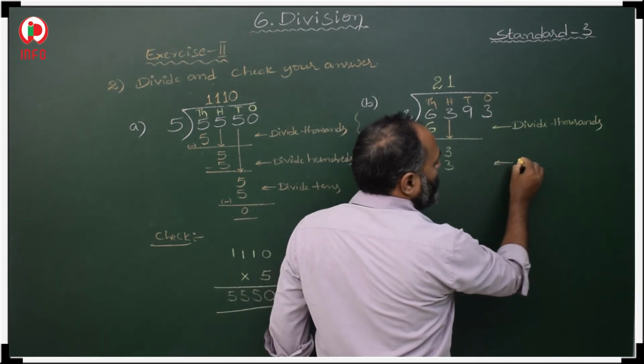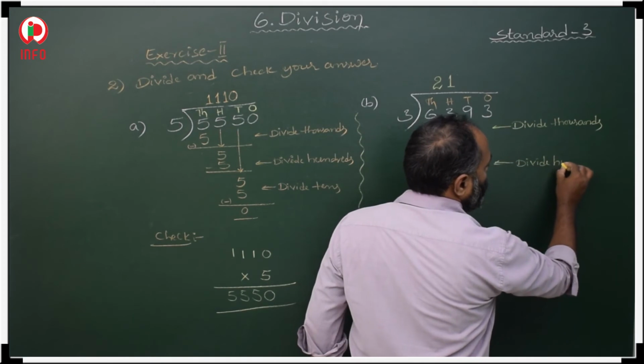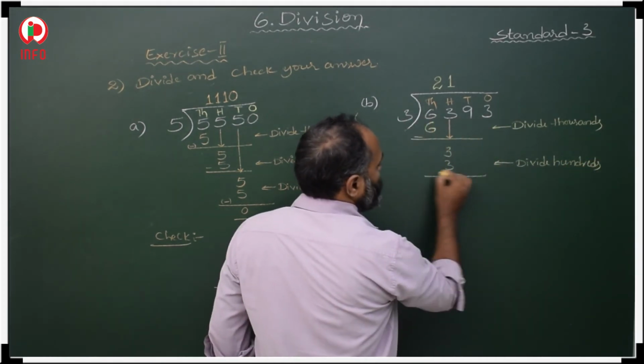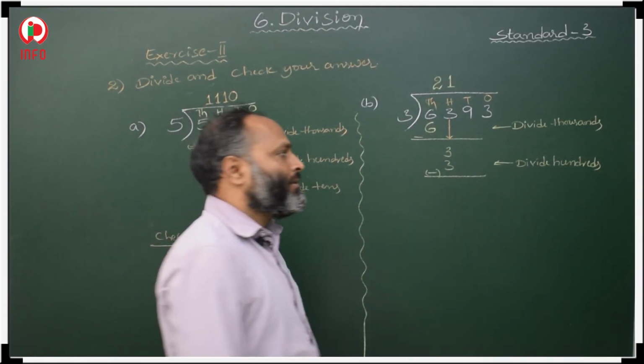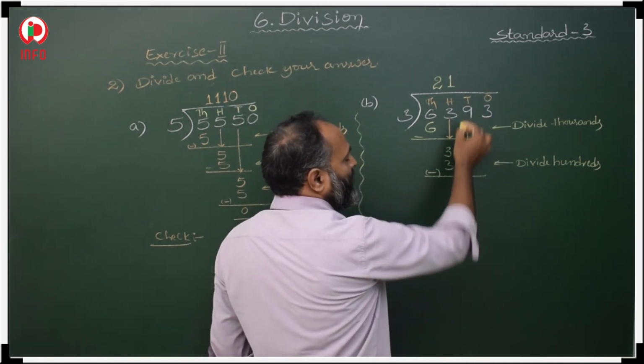This is the divide hundreds. Now 3 minus 3, same number minus same number is 0. Now you copy the next one. So what is the number in the tens place?